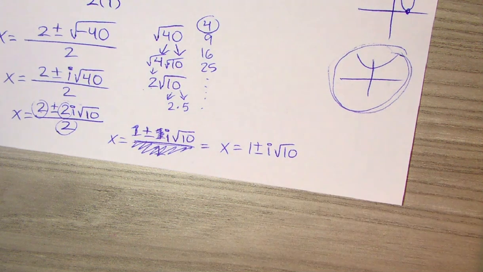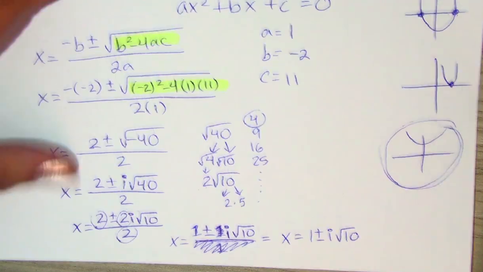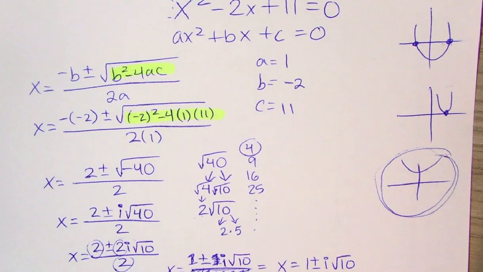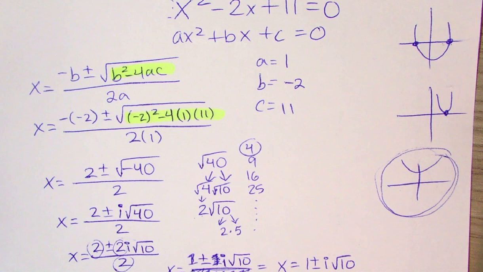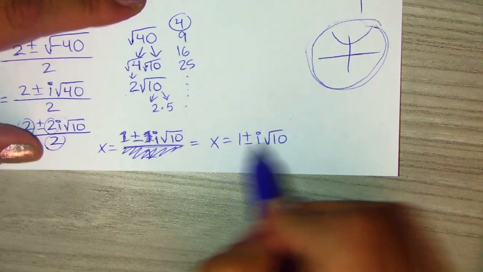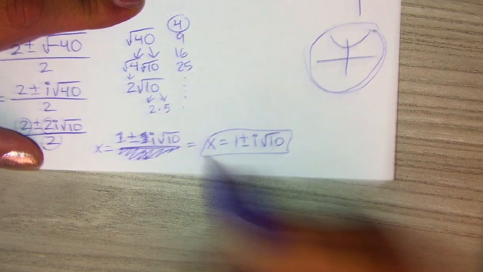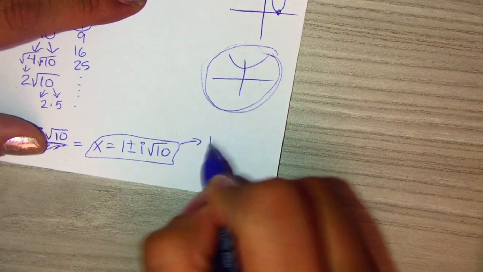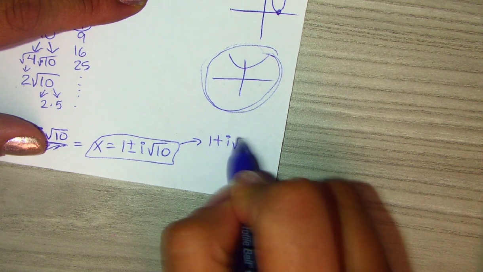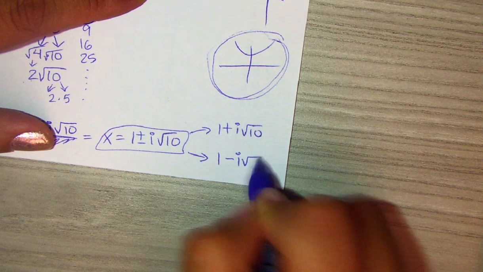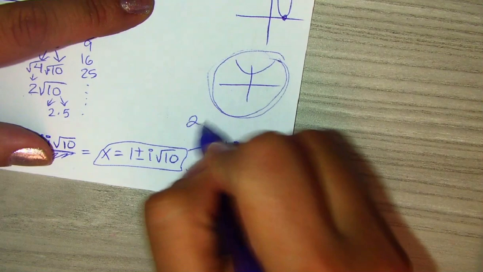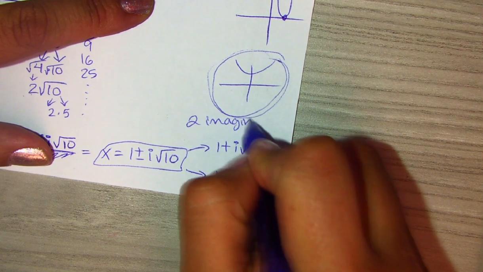But I wanted to just show you the whole steps in this video just for practice. If we go back to the question, it was just simply asking what type of answers we have. So this math that we did confirms that we will have two imaginary solutions. One will be 1 plus i square root of 10, and the other one will be 1 minus i square root of 10. So two imaginary solutions.